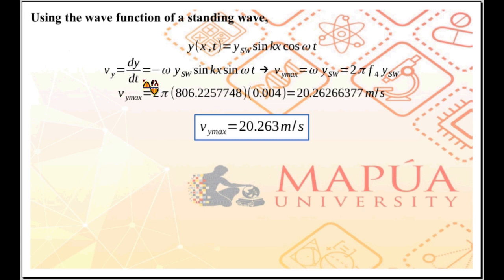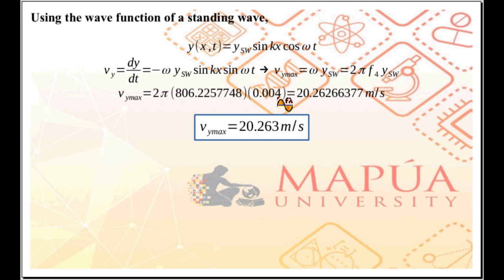The velocity function is given by negative omega Y_SW sine kx sine omega t. And the maximum value of this function is just the amplitude, omega Y_SW. So you have Vy max is equal to omega Y_SW. Omega, angular frequency, is just 2 pi times frequency. And the frequency that we have is f_4. So 2 pi f_4 Y_SW.